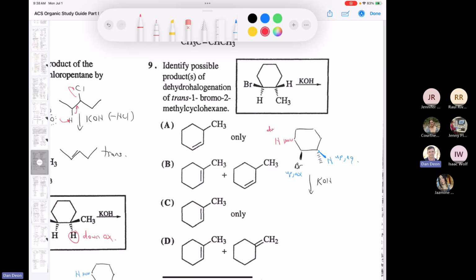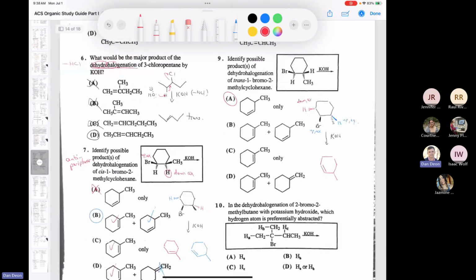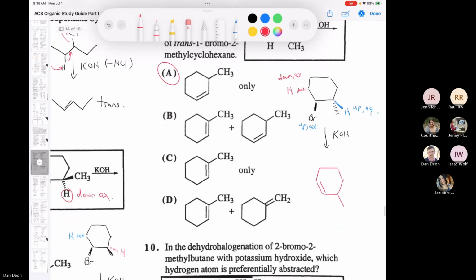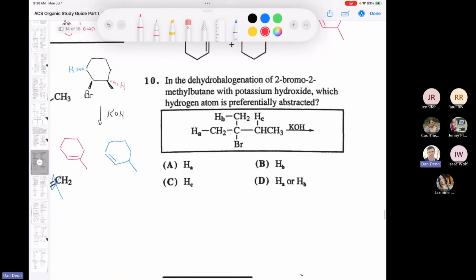So down, and axial. Could I get an elimination reaction occurring there? The answer is absolutely. In this case, the only compound I'm going to get is this one. So I would get A only in this specific case. If you have to go back, remember that the leaving group and the proton have to be anti-periplanar to each other. Okay, let's try number 16.